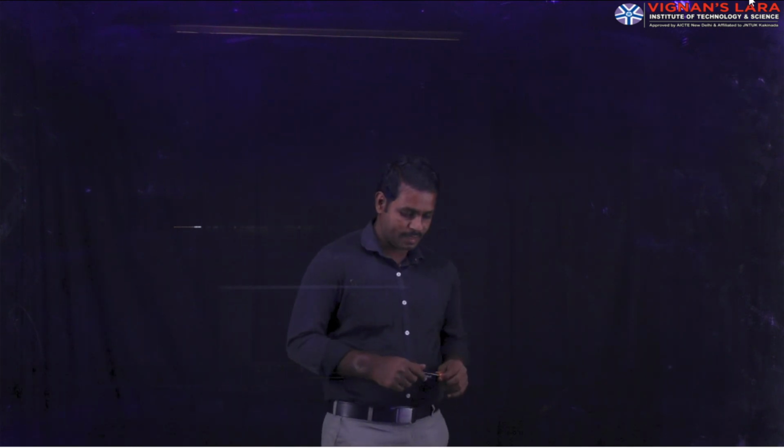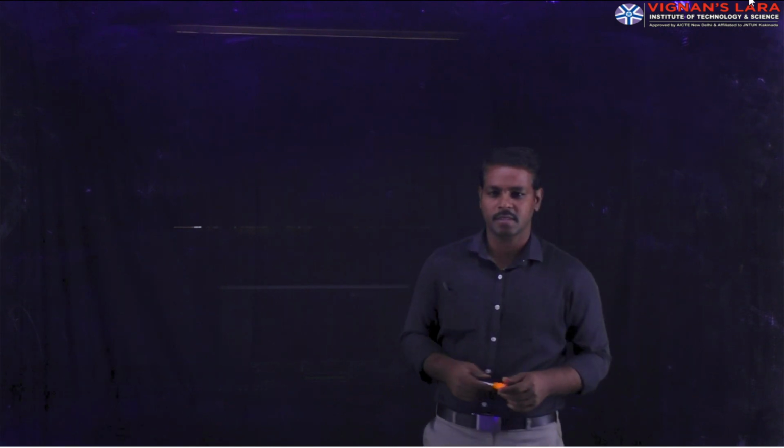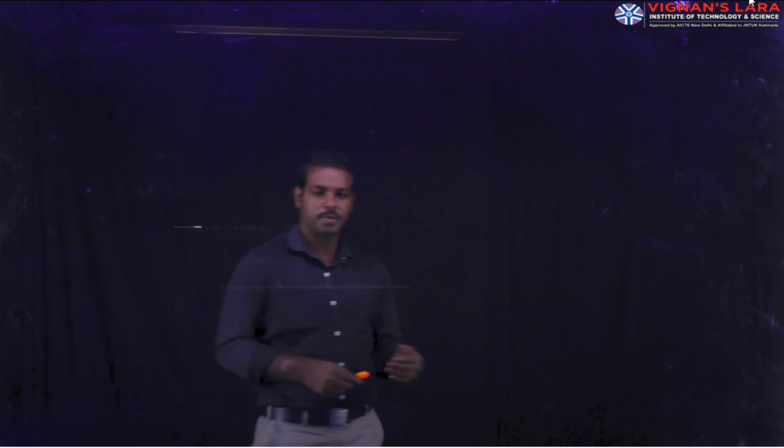Last class we discussed the introduction of a transformer. Transformers are broadly classified into two types: the step up transformer and the step down transformer. Based on the operating voltage, if the input or primary voltage is greater than the secondary voltage, this type of transformer is called a step down transformer. The second one is where the primary voltage is less than the secondary voltage. This type of transformer is called a step up transformer.